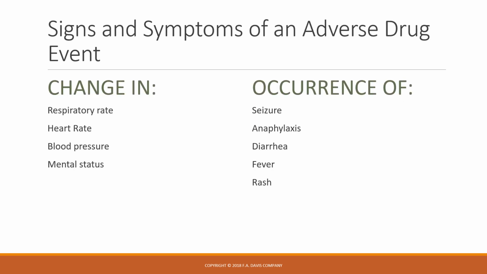I just listed some of the signs and symptoms of an adverse drug event. You may see a change in respiratory rate, heart rate, blood pressure, mental status, and it could be an increase or a decrease. You just want to be able to identify that change. You may have an occurrence of seizures, anaphylaxis, diarrhea, fever, rash, and these are just some of the signs and symptoms. There are different things that you may see, but you want to make sure that you can recognize when something is not right with your patient.